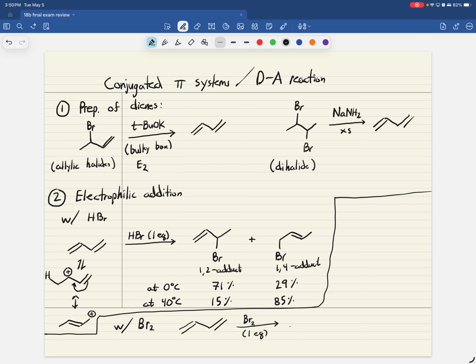All right, so the adducts are the same. You're going to get the 1,2 bromo, so the bromos are just next door to each other. That's the 1,2 product, or you could call it the 1,2 adduct if you want. And then what's the other product going to be? Yeah, 1,4. So you get the 1,4 product instead.